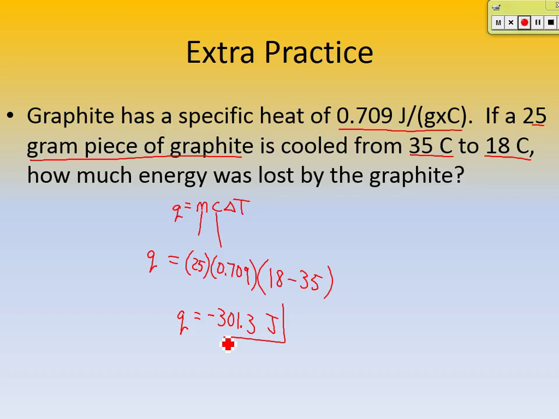Joules. Okay, now I've got a couple questions. Would this be an endo or an exothermic reaction? Exothermic. How come? Because it's releasing heat energy, right? Well, guys, look what's happening. This graphite cooled from 35. It was at 35 degrees Celsius. Does it have to release heat or absorb heat to get to 18? It's got to release. It's releasing heat, and that's how much heat it released. So this is an exothermic process.